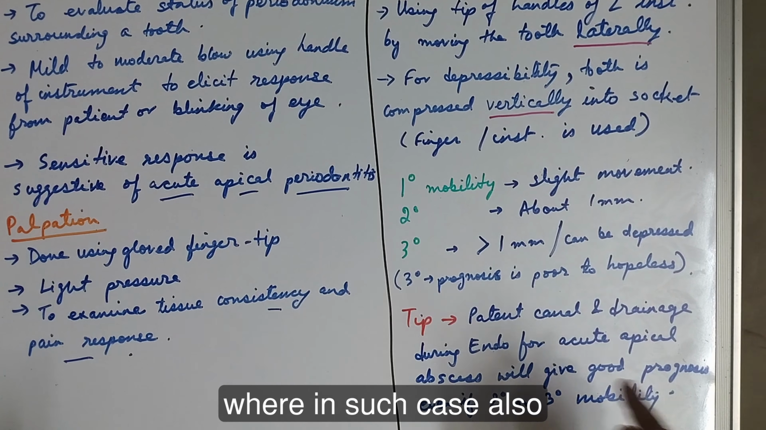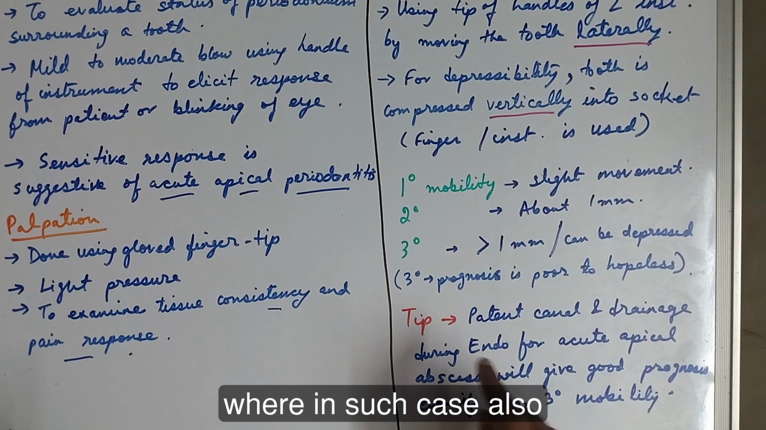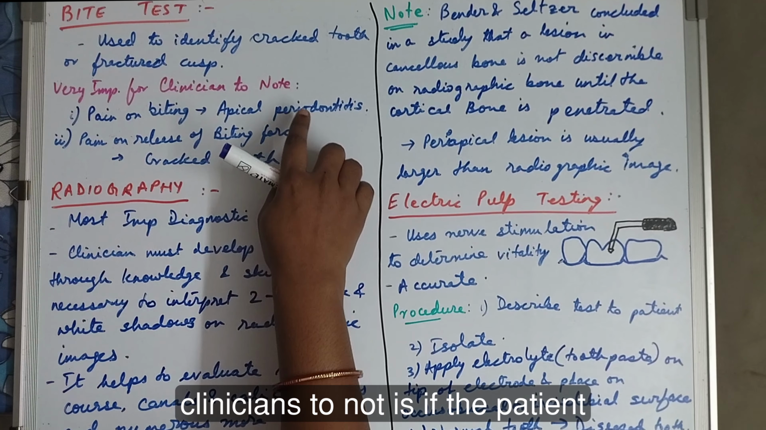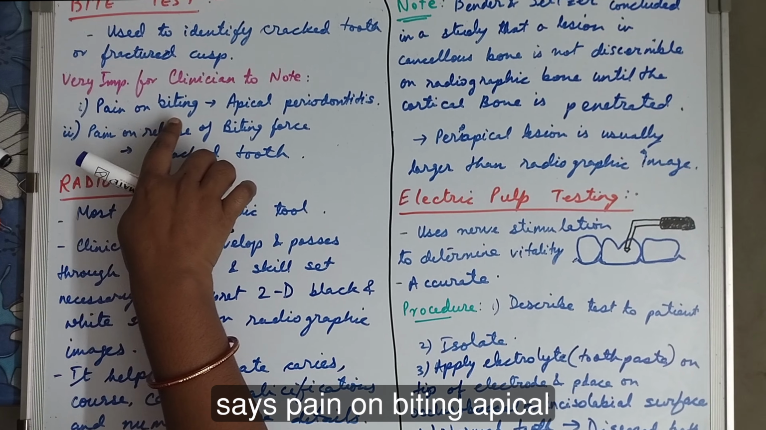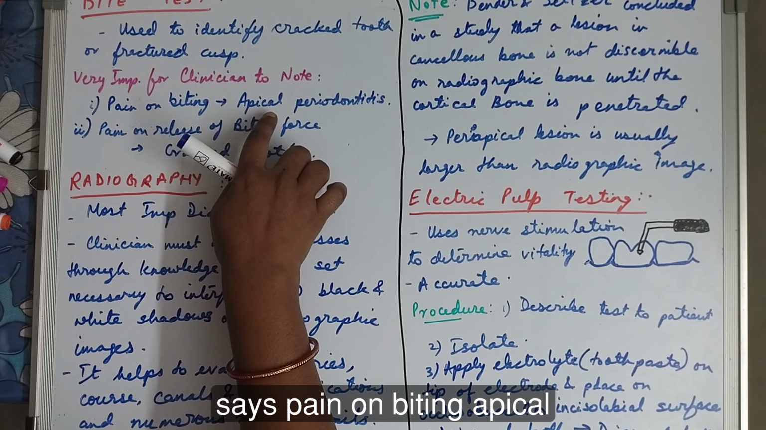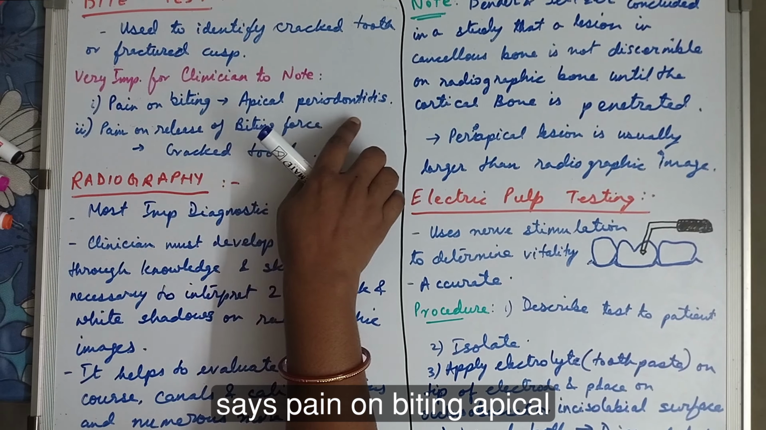Only in such a case where an acute apical abscess is seen, once the endo process is started and a patent canal and drainage is established, there is a good chance that a good prognosis will be there for the tooth. Bite test. It is used to identify a cracked tooth or fractured cusp. It is very important for clinicians to notice that if the patient says there is pain on biting, apical periodontitis has to be detected.